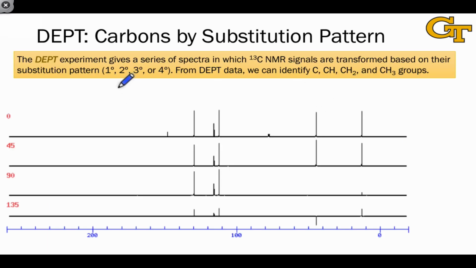In the language of classifying by substitution pattern, a primary carbon bears 3 hydrogens. In other words, it's a CH3 group. A secondary carbon, or methylene, is a CH2. A tertiary carbon, or methine, is a CH, and a quaternary carbon is just C without any hydrogens.